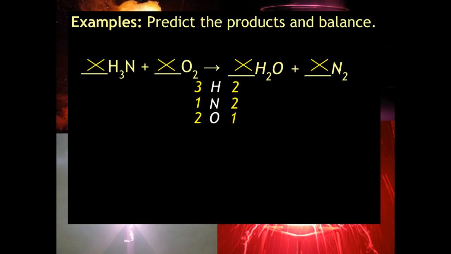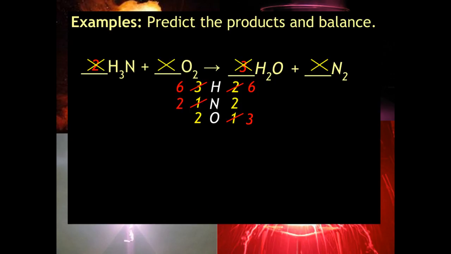Remember, balance oxygen last. So let's just balance our hydrogens. Since there's a 3 and a 2 here, the lowest common denominator between odd and even is 6. So 3 times 2, if I put a coefficient here in front of water, gives me 6 hydrogens, but that changed oxygen, so let's go ahead and update that. We get 3 oxygens now. Let's balance out our nitrogens. If I put a 2 in front of ammonia here, I now have 2 nitrogens, but it also balances out my hydrogens because 2 times 3 is 6.